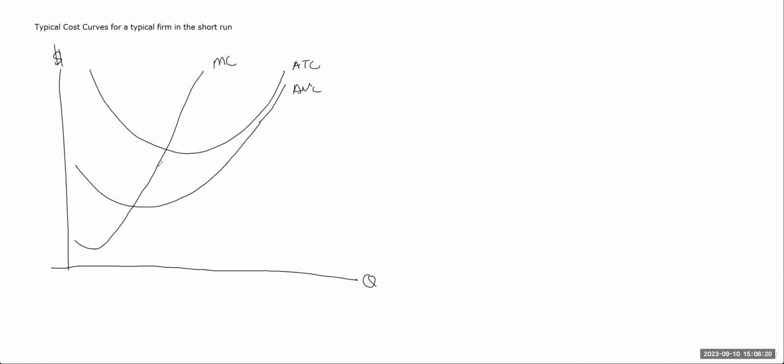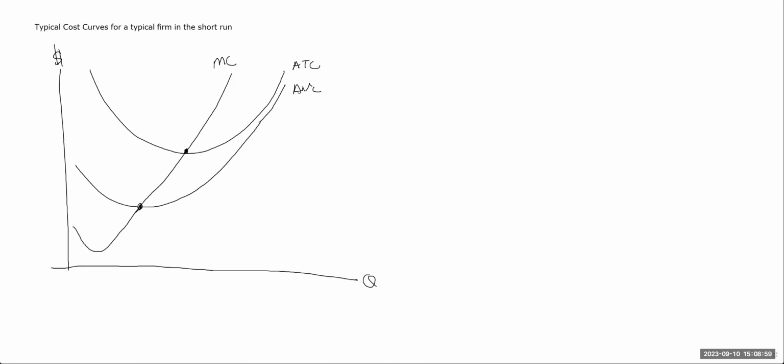Okay, so average total cost and average variable cost, they start far apart, the 2 U's, and they get closer together. Marginal cost is a J. And it goes through, I guess I should have drawn this better. It should go through the bottom of each of the average cost curves. So that's the bottom, that's the bottom. It goes through the bottom of the average total cost curve and the bottom of the average variable cost curve. That's basically how you draw it. 2 U's and a J.